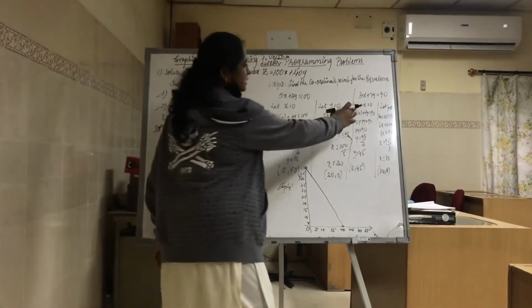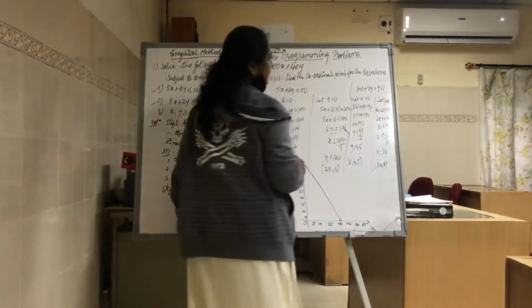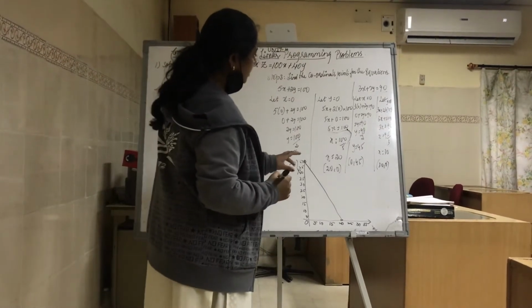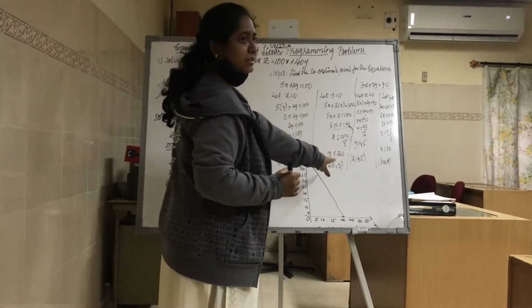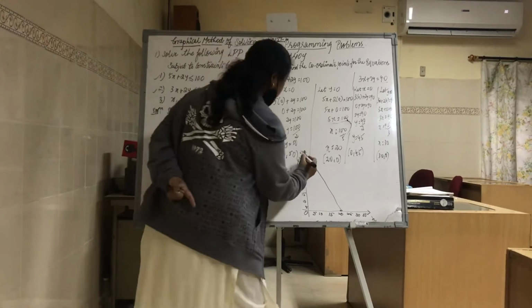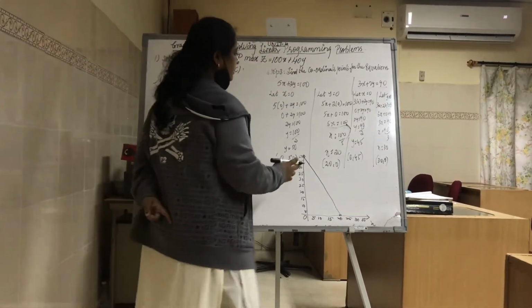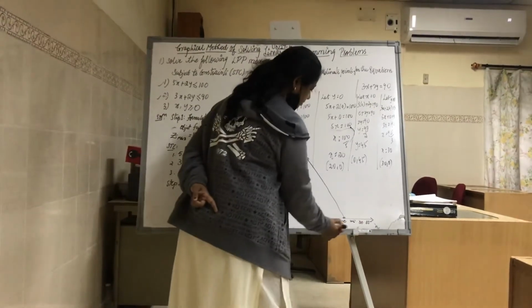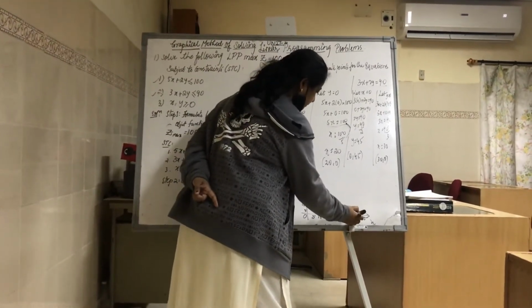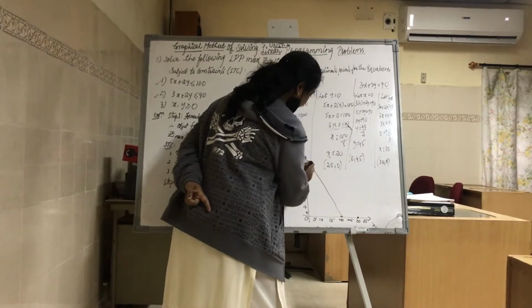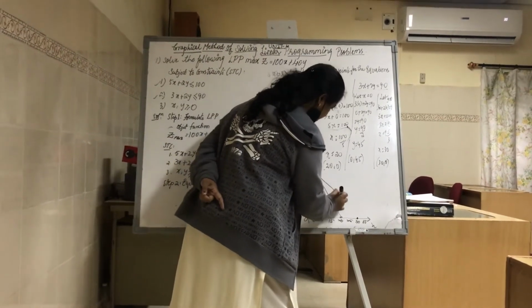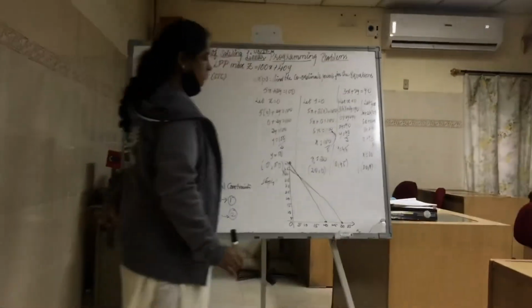Now I take this second equation, this one. Here it is 0 comma 45. X is 0, y is 45. So here I take the second equation and here it is 30 comma 0. So x is 30 here. So again I will join these 2 points.